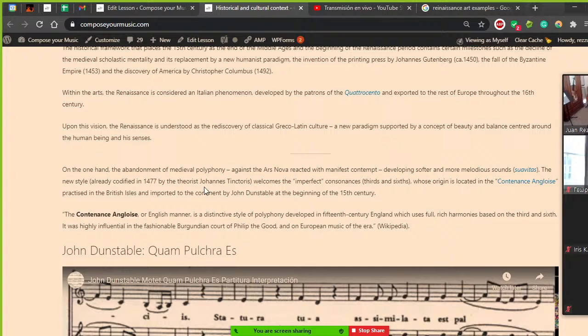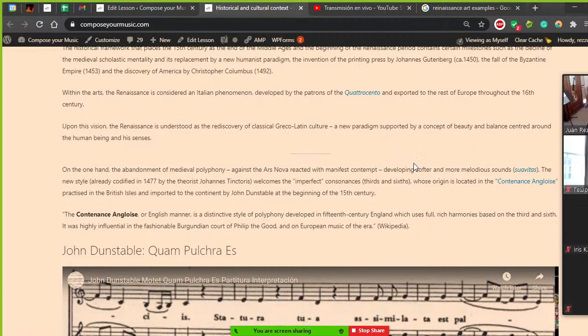So, on the other hand, the abandonment of medieval polyphony. This is more centered on music. The Ars Nova was reacted against with manifest contempt, developing a softer and more melodious sound, suavitas. Also, if you want to search about that more specifically, just click here.